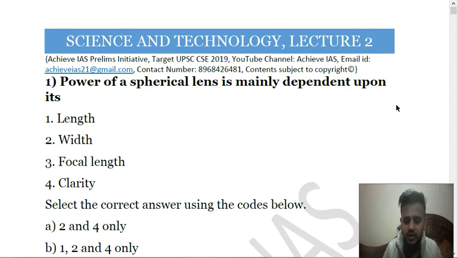For example, if we are covering science and technology and geography today, then tomorrow we will discuss ancient India and medieval India and so on. We have decided to cover the 10 topics till 31st May. The date chosen is 31st May because 2nd June is your prelims of UPSC CSE 2019, and we will end this series only one day before your exam.